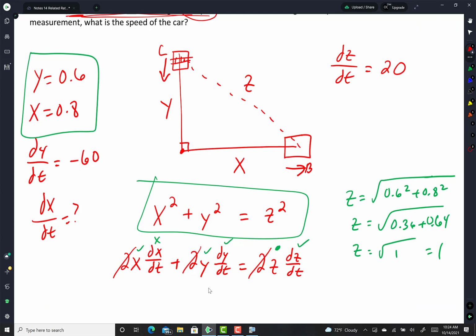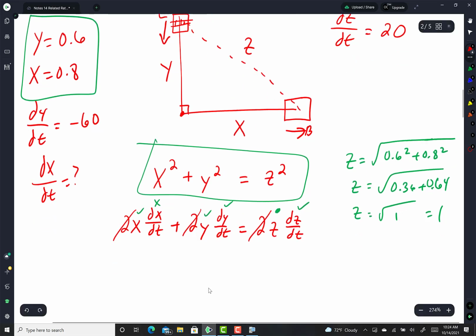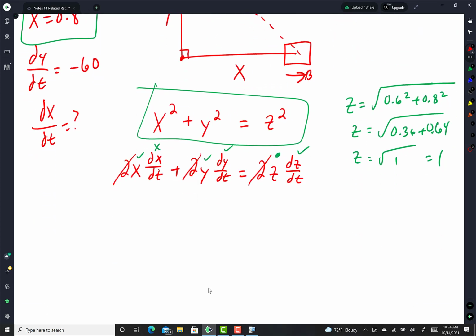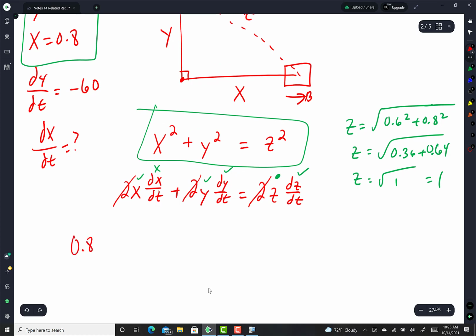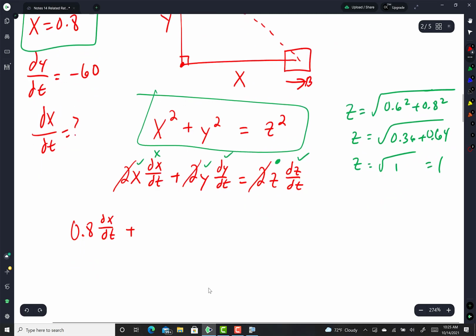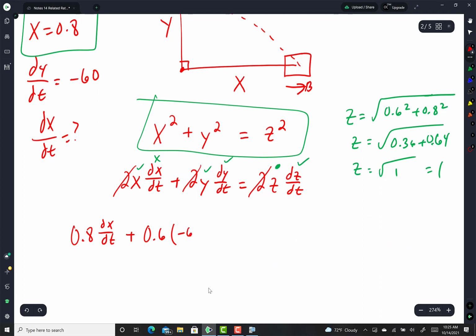Well, they give you pretty numbers. Okay, now we got everything we need, guys. Here we go. If you want to isolate dx/dt, which is probably what you do in physics, put it by itself, you can. I like to just go ahead and plug the numbers in and then get dx/dt by itself. So here we go. x is 0.8, so I'm going to write 0.8 dx/dt plus y is 0.6, 0.6 dy/dt, which is negative 60, equals z, which is 1, times dz/dt, which is 20.